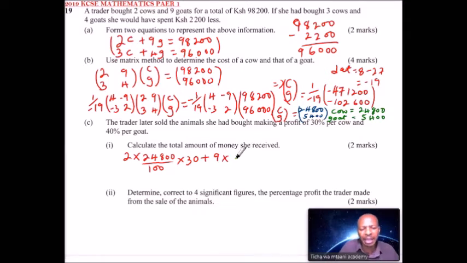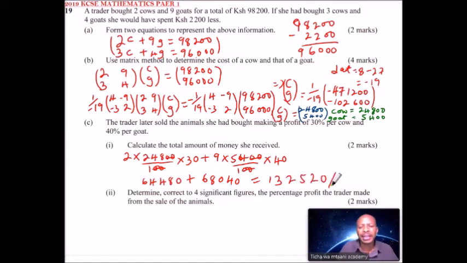You multiply by the cost of 1 goat, which is 5,400. You divide by 100, and you multiply. He made a profit of 40%. So you can cancel like that. Divide that by 100. Use your calculator to multiply 2 times 24,800 times 30, and that should give you 64,480. And the other one you get 68,040. When you add the two, use your calculator, you get 132,520. This is in Kenyan shillings. So that's how you get that.